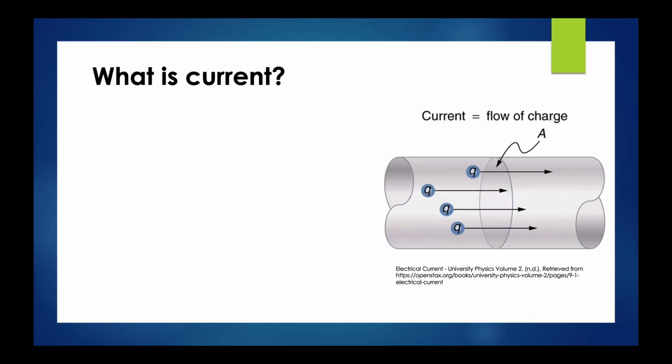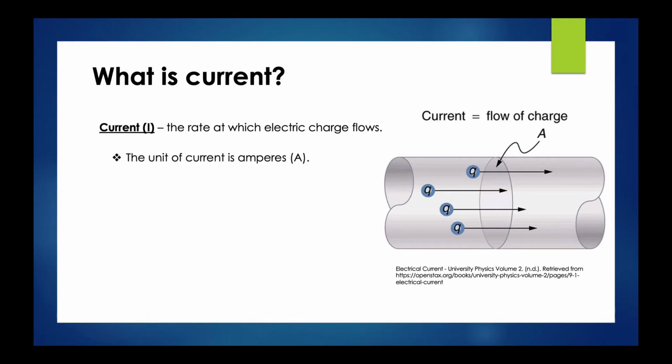First of all, what is current? Current is defined as the rate at which electric charge flows. The unit of current is amperes, which has the symbol A.